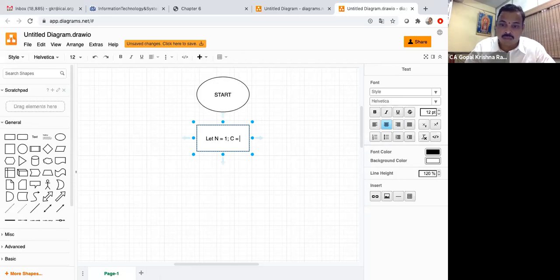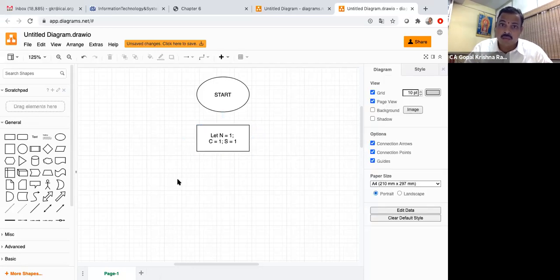comma, C is equal to 1. C is called counting, and S is equal to 1. S is actually the square of n, because 1 square is 1 only, and that I am assigning to S. S is a variable called a summation. Good. Now what is your step 2?